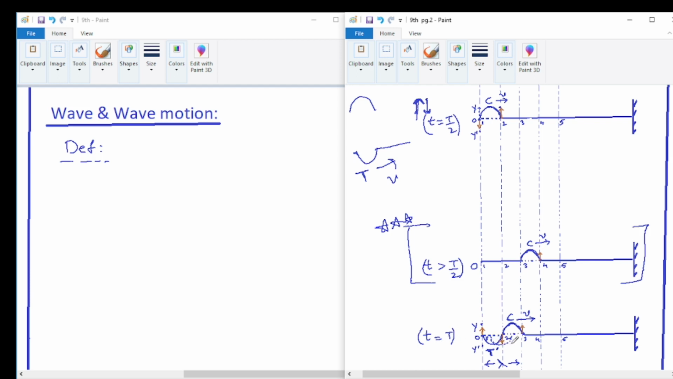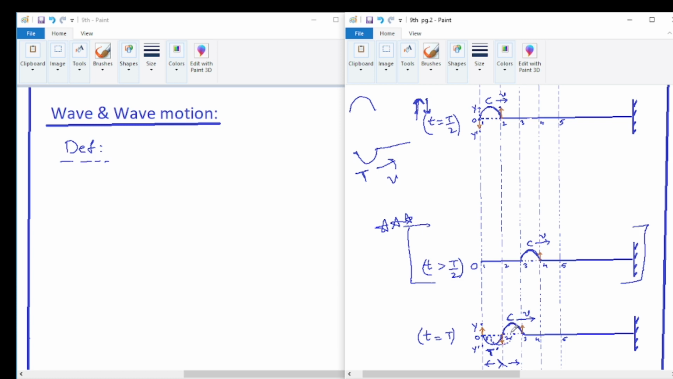So then what is happening to the shape of the string? The center of the trough was here earlier. Now it comes exactly to particle 2. That means the shape of the string has become like this. That means particle 2 has come down completely to the center of the trough. That means particle 2 has moved from its own position of rest at time t is equal to T to its downward position, the bottommost point.